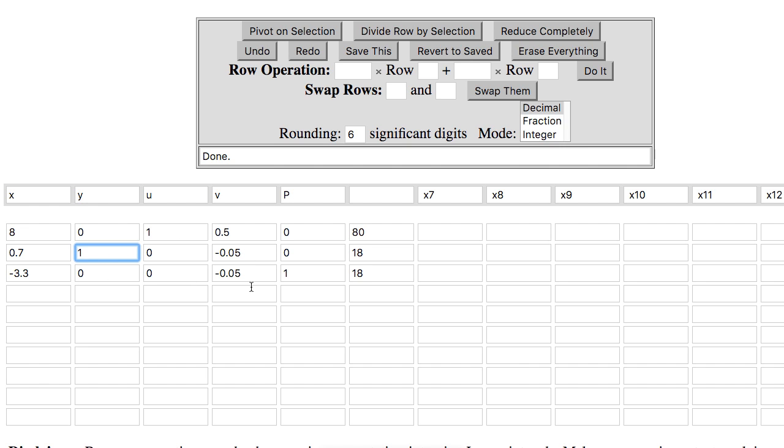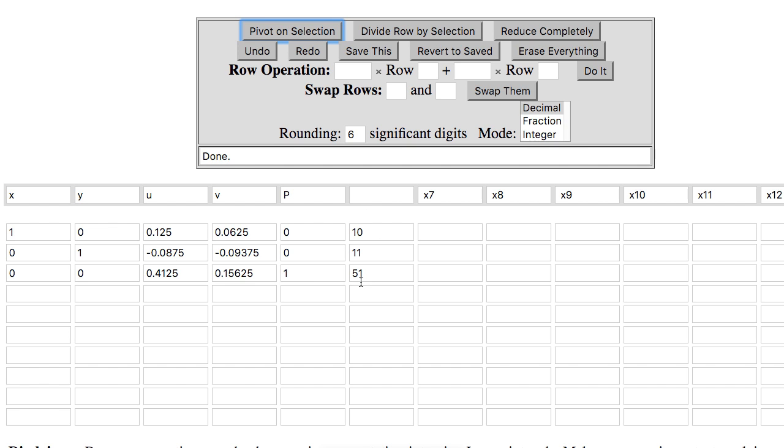I still have negatives in the bottom row, so I'm not done. I pick the most negative, which is the minus 3.3. So my next pivot column will be the first column. I'll pivot on either the 8 or the 0.7. I have to check ratios again. 8 into 80 is 10. 0.7 into 18 will be something bigger than 10, whatever it is. So 8 into 80 will give me my smallest ratio. I pivot on the 8, click pivot on selection, and I'm done. No more negatives in the bottom row.